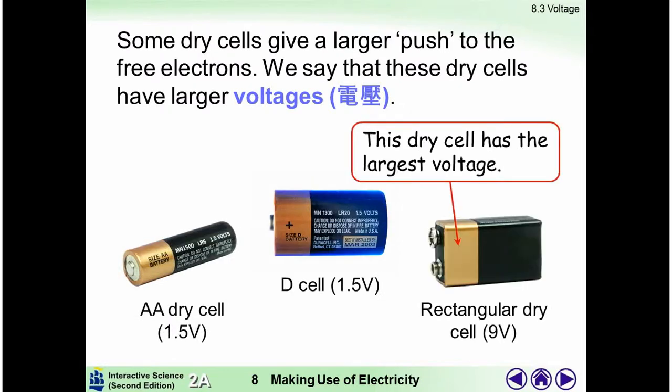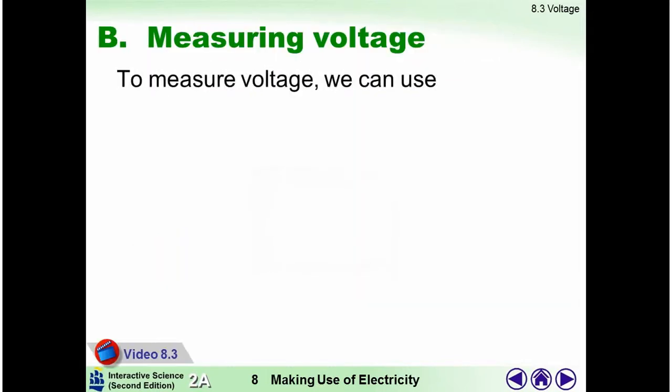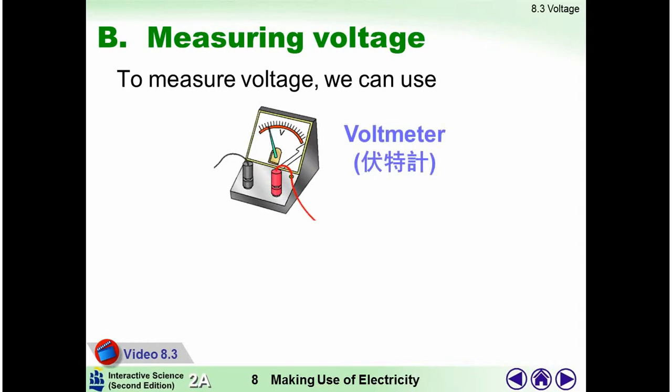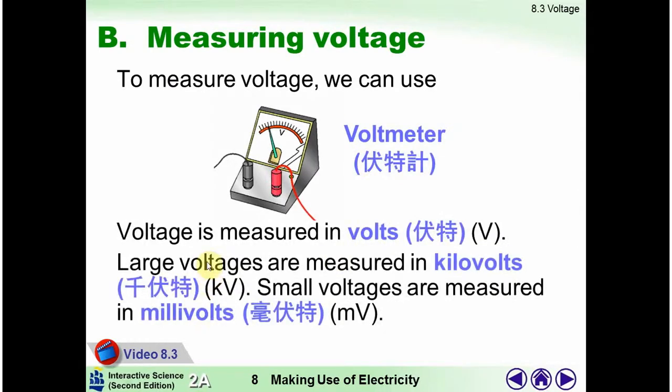Now, let's see these three common dry cells we always find. For the rectangular dry cell, it has a larger voltage. That means it gives a larger push to the free electrons. To measure voltage, we should use a voltmeter. Voltage is measured in volts. Large voltages are measured in kilovolts. Small voltages are measured in millivolts.